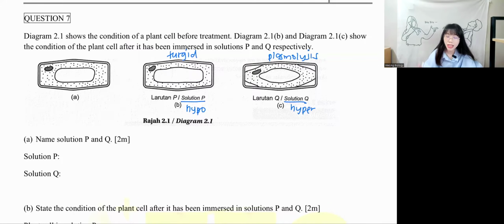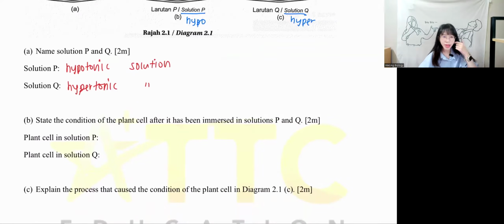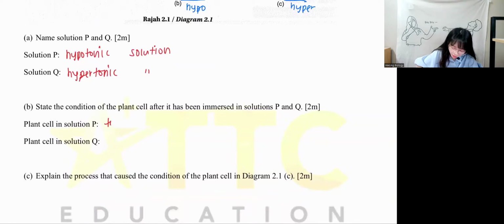Plasmolysis. Because the plant loses water, it's called plasmolysis. So the solution P is a hypotonic solution, and then Q will be a hypertonic solution. State the condition of plant cell after it has been immersed in solution P and Q. The terms that we have are turgid and plasmolyzed.